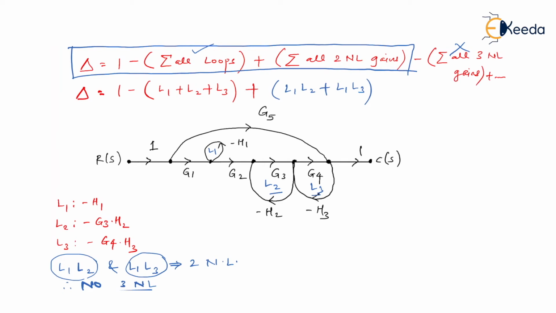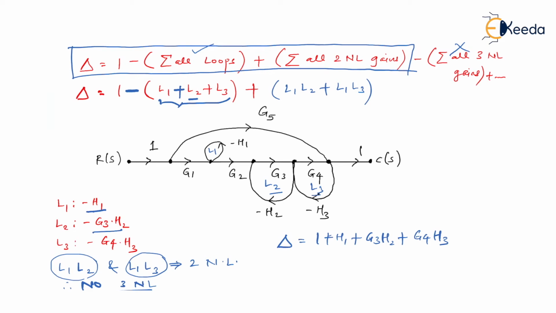So let us write the final delta now. Delta is equal to 1 minus, then it is L1 plus L2 plus L3. What is L1? L1 is minus H1, but because of the negative sign, it will become plus H1. Plus, why plus? Because it is L1 plus L2, but since the L2 gain is negative, negative will again become positive. It will be G3 times H2 plus G4 times H3. I hope you got my point.